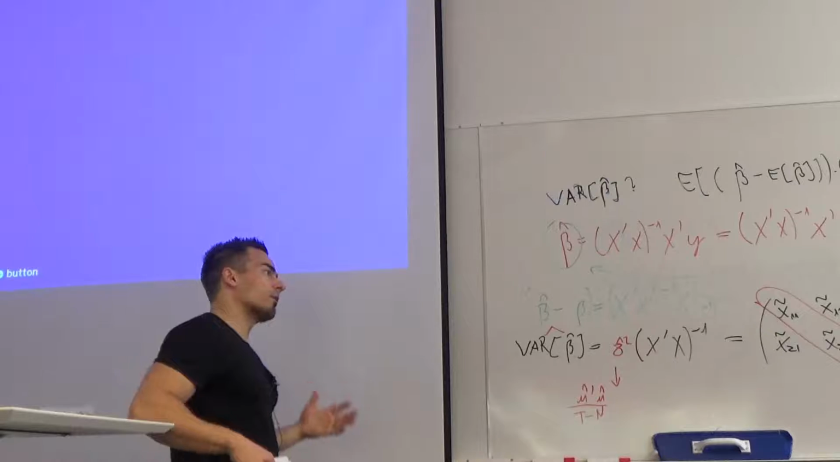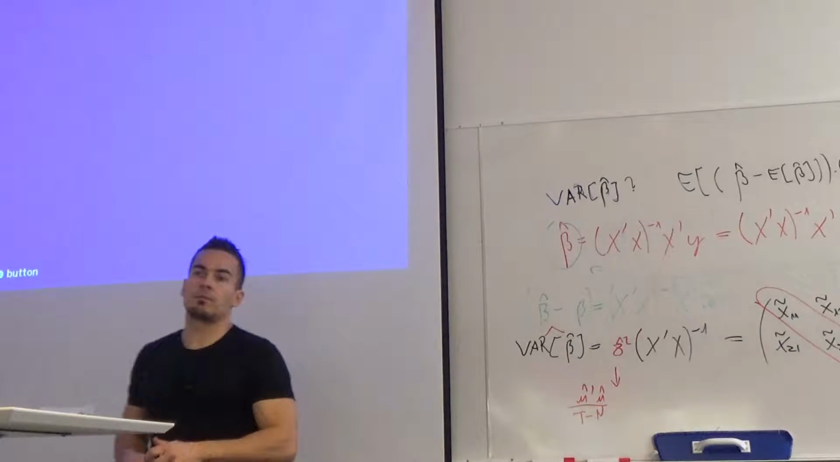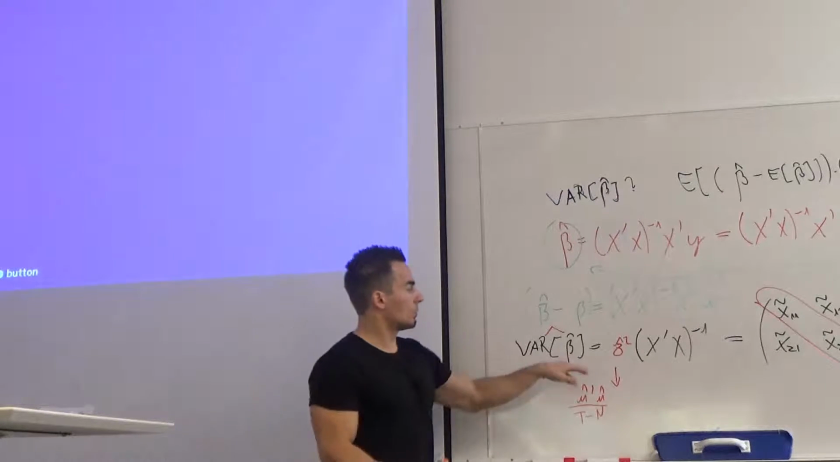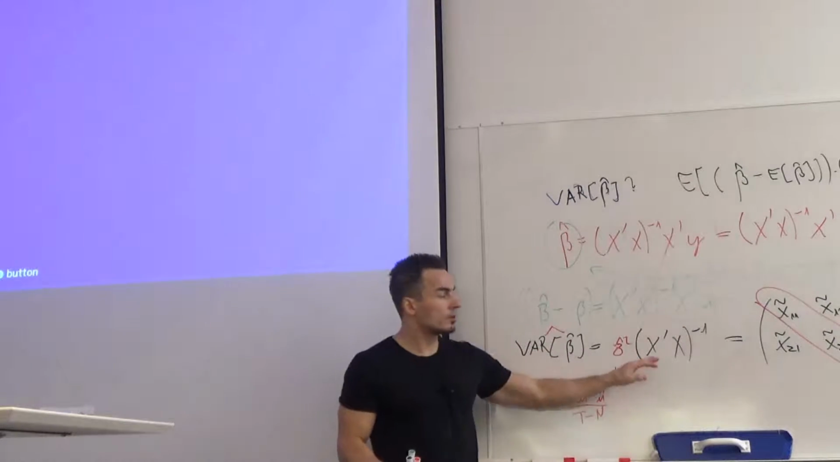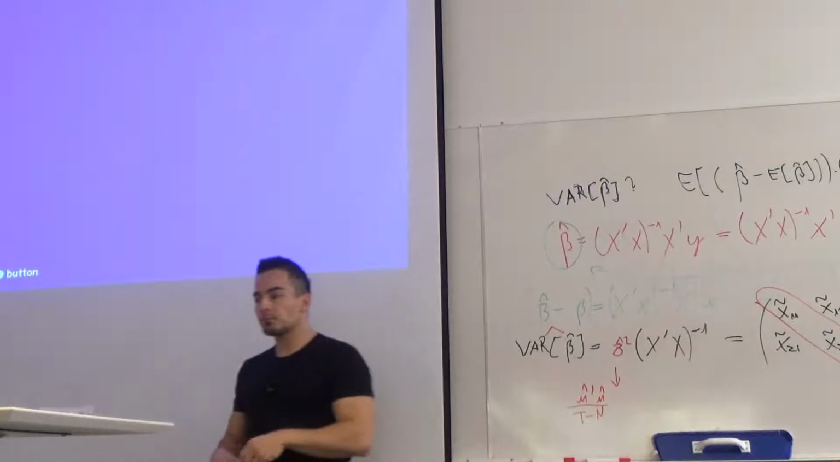So we will see later on what happens if this is not true. But for now, let's assume this holds, and what we would get then is this equation here for our covariance matrix.